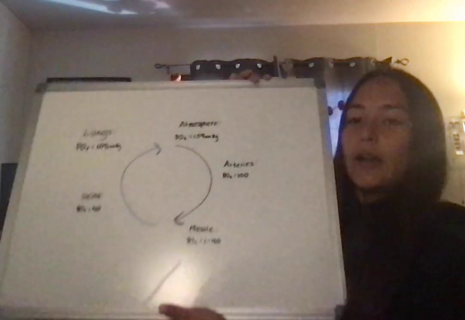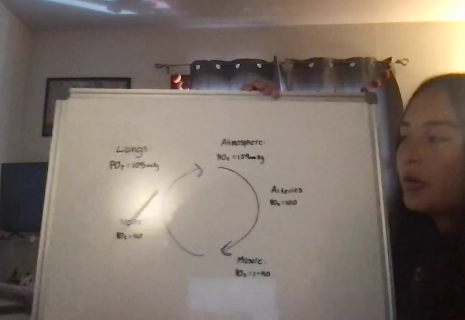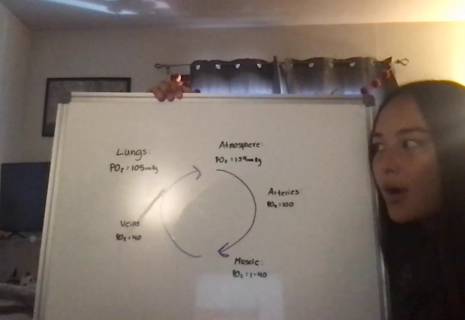And then the larger the difference in the partial pressure of the gases between two different areas, the more gas exchange will occur. So I have a little diagram here. This kind of shows just the movement of oxygen throughout our body.